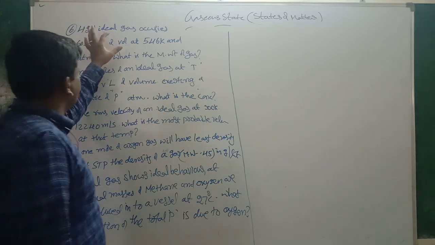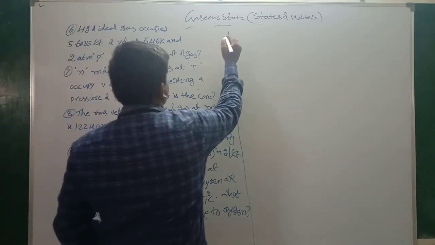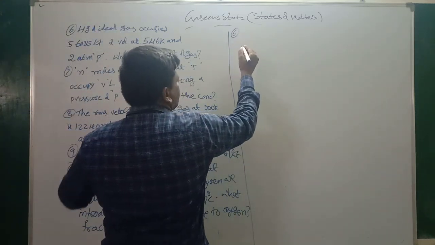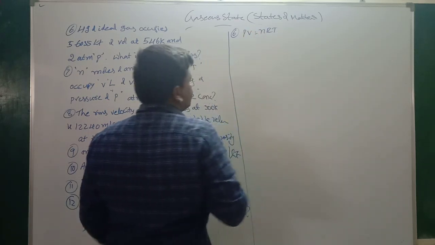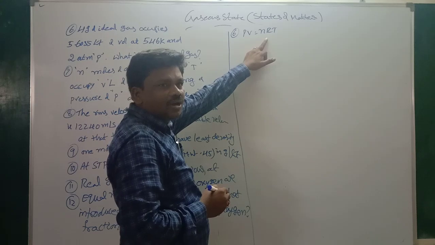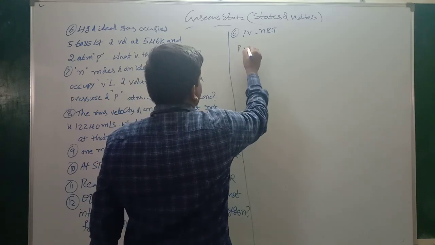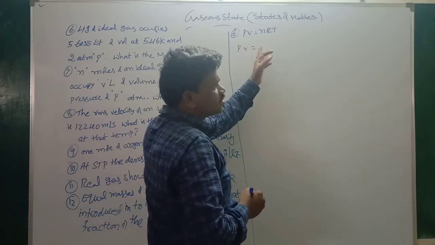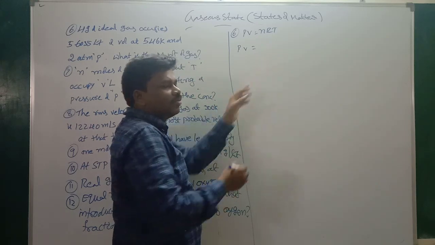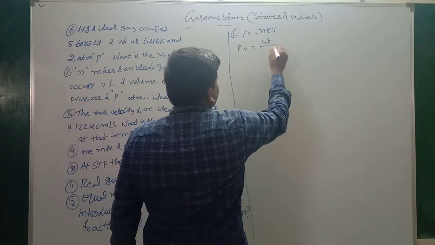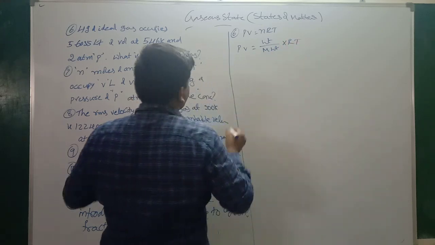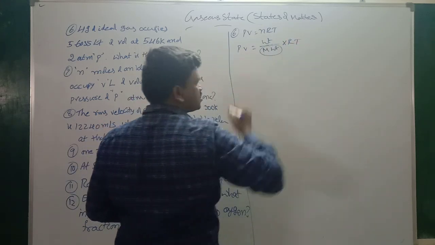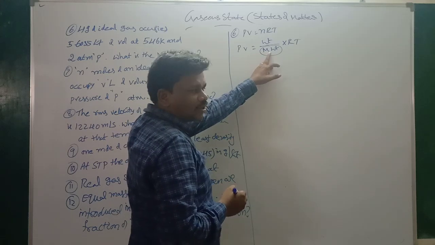First of all, problem number 6. According to the ideal gas equation, PV equal to nRT. Here n is equal to number of moles. That means PV is equal to weight by molecular weight into RT. And calculate the molecular weight of the gas. Here find out the molecular weight.